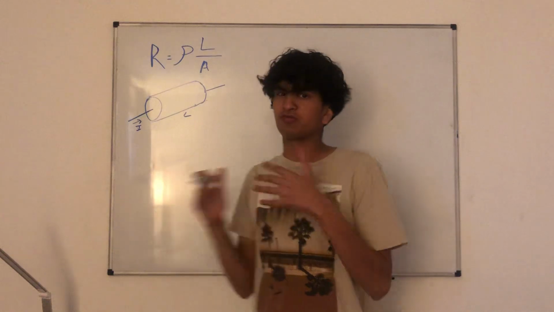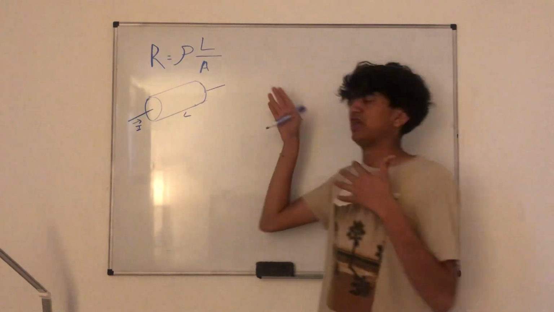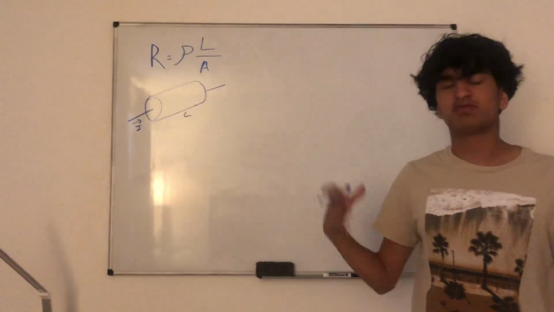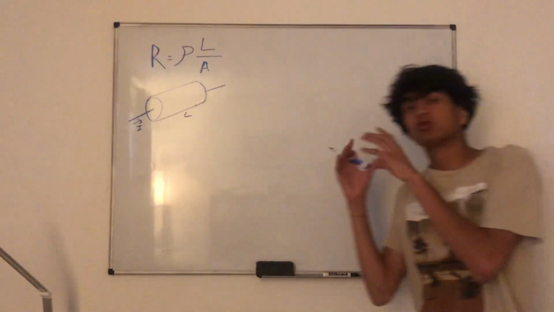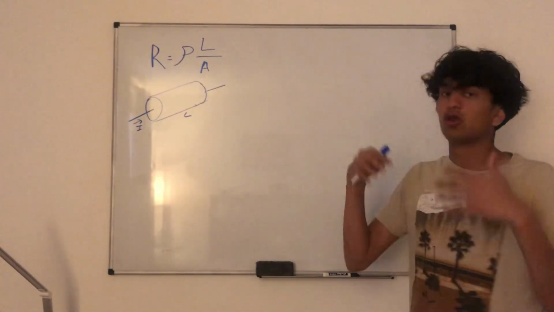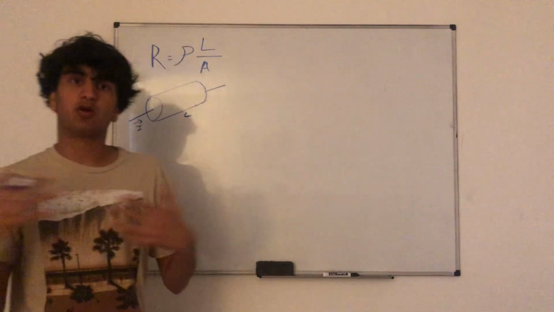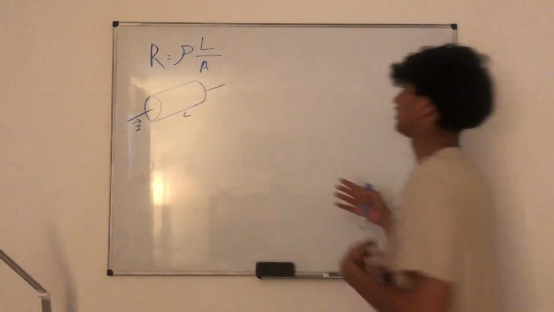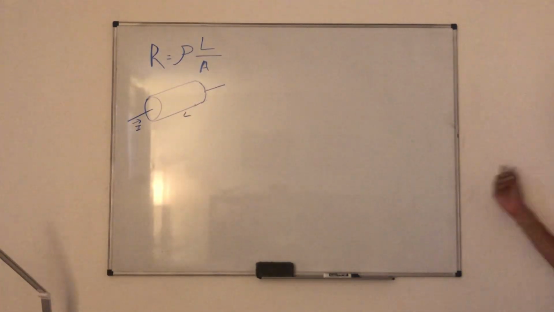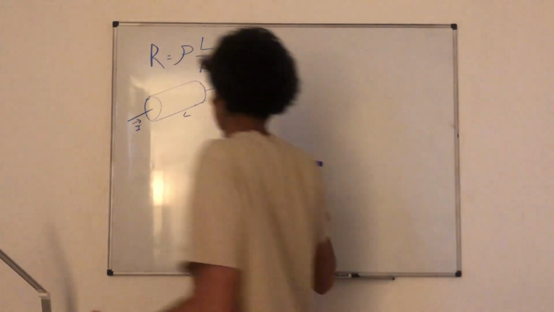A light bulb doesn't really have a length or an area or a resistivity. It's made up of a whole bunch of things. But when we're looking at copper and gold and silver, all sorts of materials that you can make wires out of, you can figure out the resistance using this equation. So just a couple things to note.